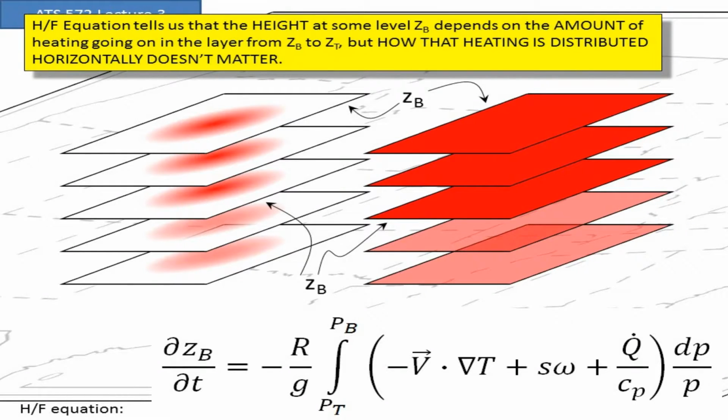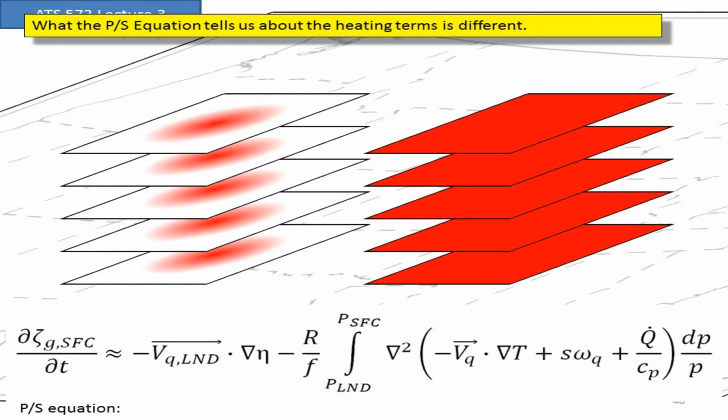In the case of these plots here, they both would have had height falls. Both of those plots over there, the left column and the right column, both have heating above my level ZB. So they would have both required that layer to expand. Since we can't move the top of the layer, both of them would have lowered ZB closer to the ground. They're saying that distribution of heating doesn't matter. Well, maybe. But what the Pedersen-Sutcliffe tells us about the terms here is different.